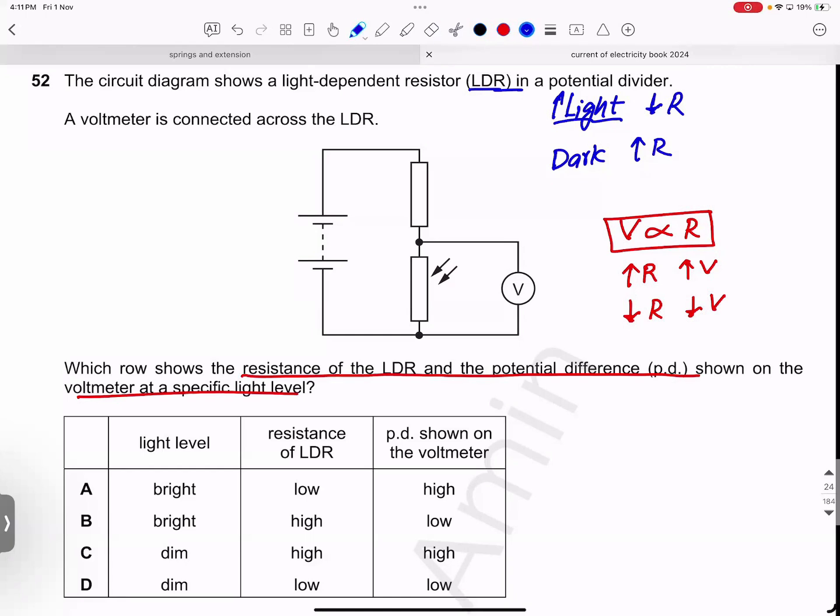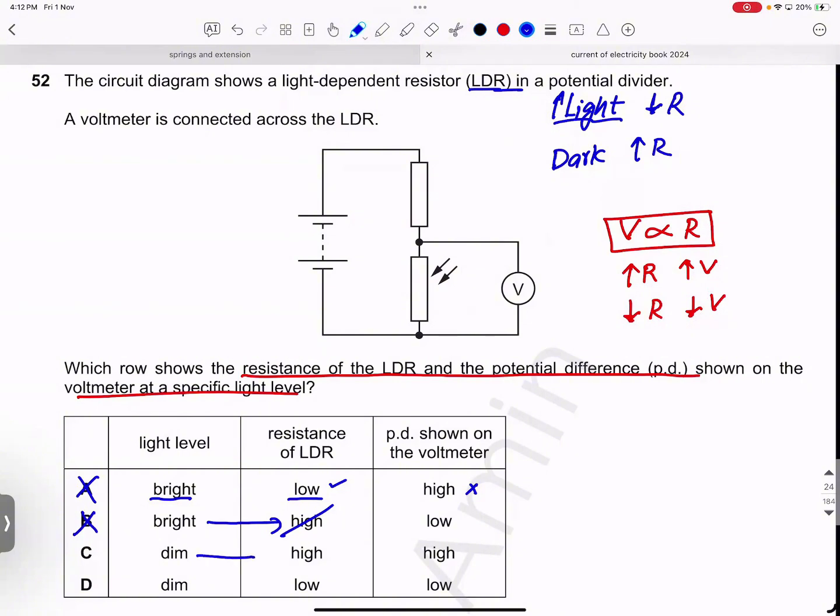Let's talk about option A. Bright, more light, less resistance? Yes. Voltmeter reading more? No. Why? If there is more light, there is less resistance. So less resistance means voltage share should also be less. Option A is wrong. B. Option B is bright, high resistance. No. If there is more brightness, the resistance will be low. B is wrong.